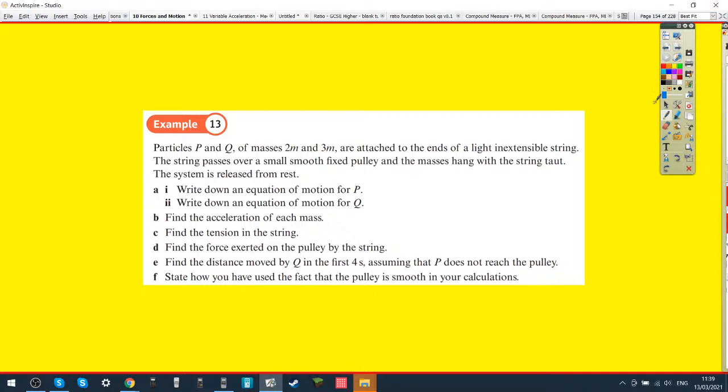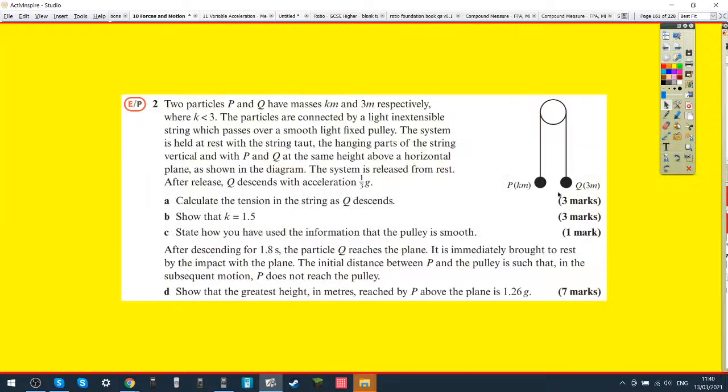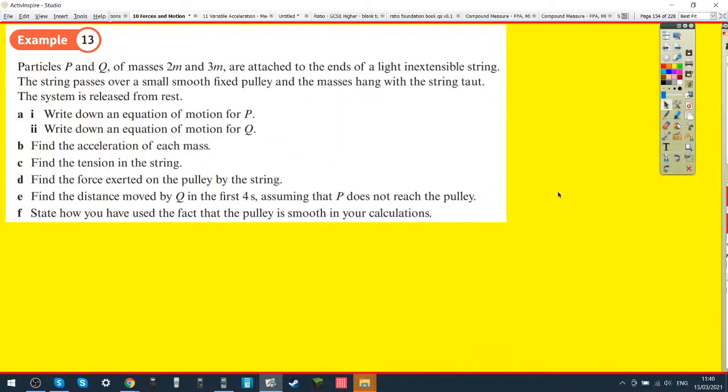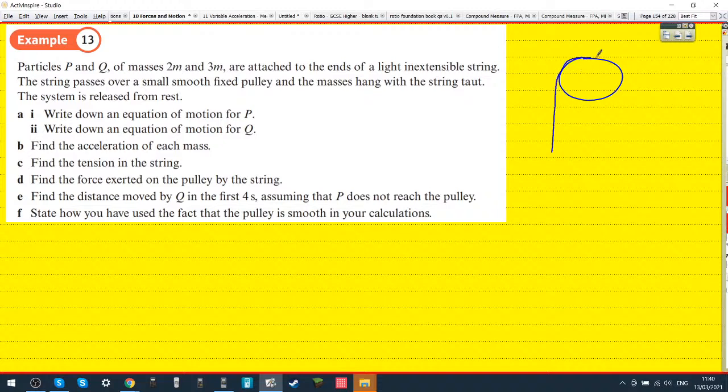I have to figure this thing out. Okay, let's do this. Give me a diagram. Okay, how are we doing this one? So, we know that P is 2m and Q is 3m. So one of the circles is 2m and one of them is 3m.